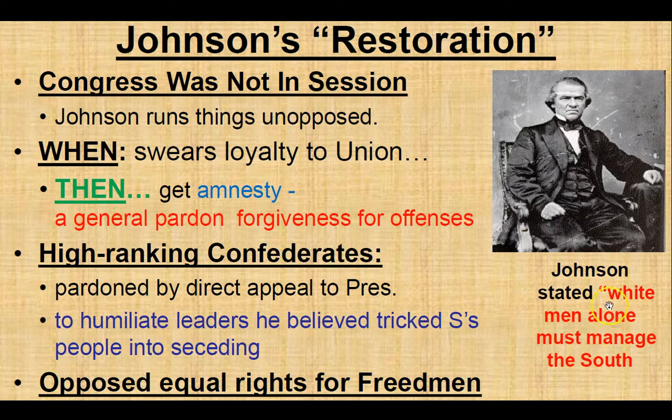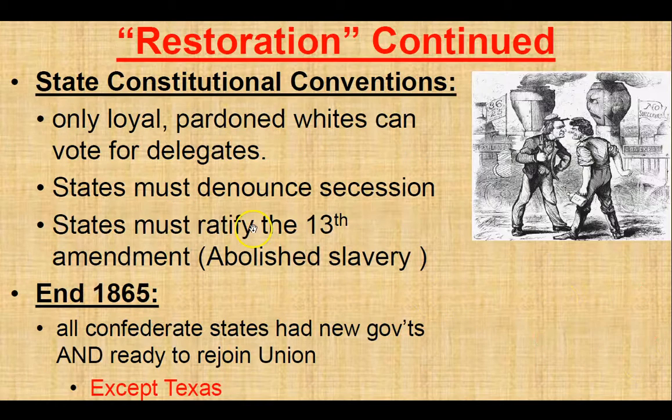And this little quote here, I would write it down: white men alone must manage the South, is his mindset, direct from his words. So state constitutional conventions would happen with only loyal and pardoned whites. Again, this could be whites who actually fought and led the rebellion, and they can vote for delegates. To the radicals, this was too easy. This was rewarding bad behavior. States must denounce secession in their constitutions and ratify the 13th Amendment and abolish slavery.